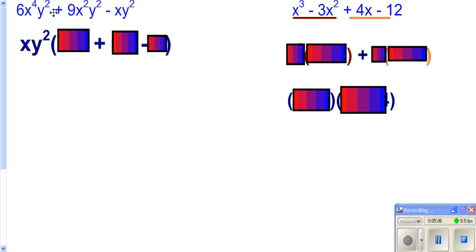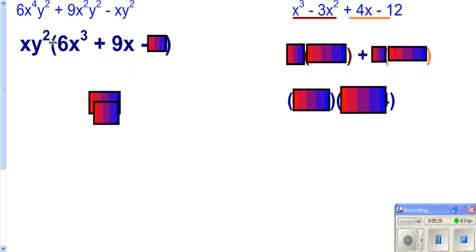Go ahead and pull out your greatest common factor here. You'll notice here it's an x times a y squared. There's no numbers in common. They all have x's. Remember to take the smaller exponent. They all have y's. Remember to take the smaller exponent. So you're going to have a 6 and an x cubed. This times what gives me this here? That's a 9x. This right here times this right here, it gives me this, and that's just a 1.